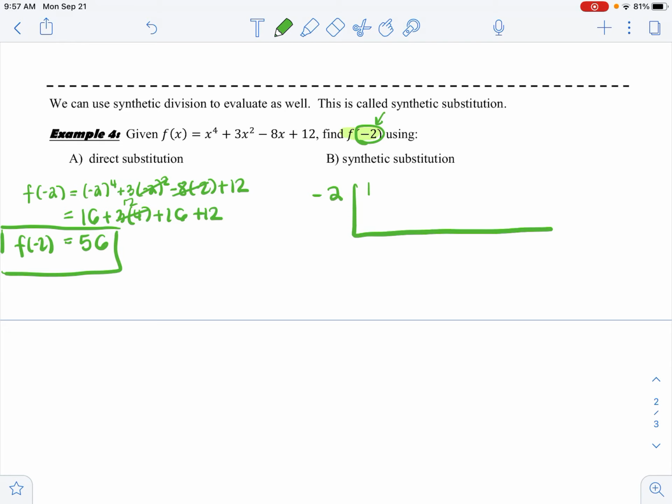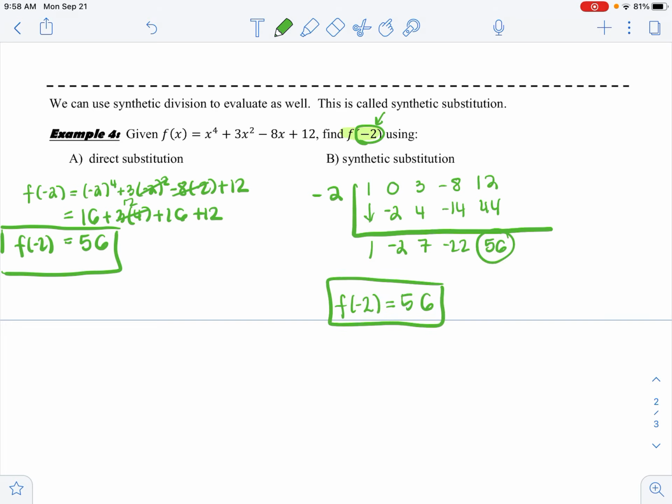Coefficients. 1, there is no x cubed, so 0. 3, negative 8, 12. Drop the 1. Multiply, that's negative 2. Add, that's negative 2. Multiply, that's 4. Add, that's 7. Multiply, that's negative 14. Add, that's negative 22. Multiply, that's 44. Add, that's 56. So f of negative 2 is 56. Okay.